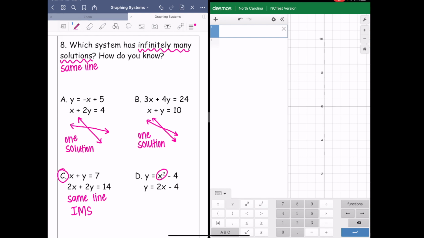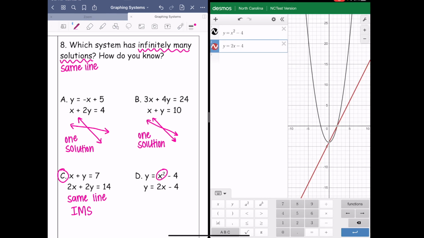All right, we have y equals x squared minus 4, and y equals 2x minus 4. All right, again, I'm going to click the home button, and now I can see that this quadratic and that line do cross each other twice. So this one has two solutions.